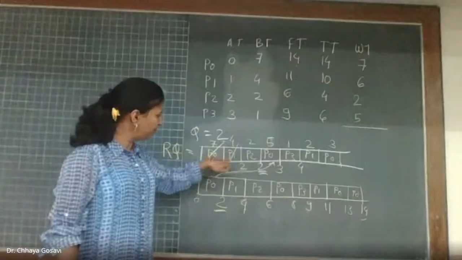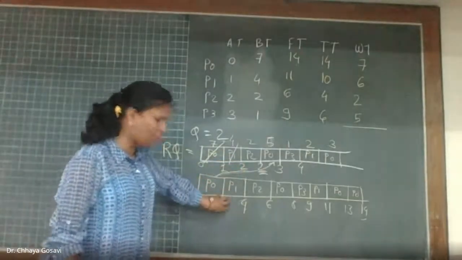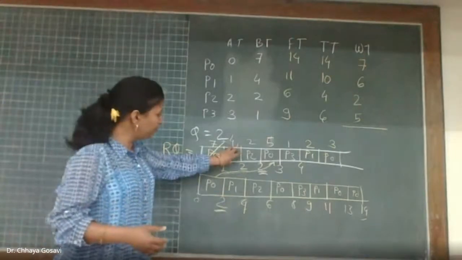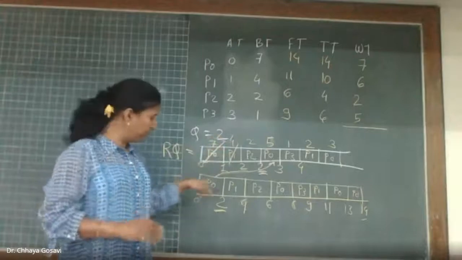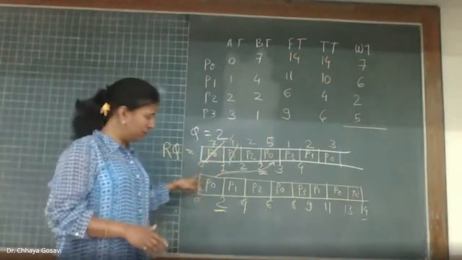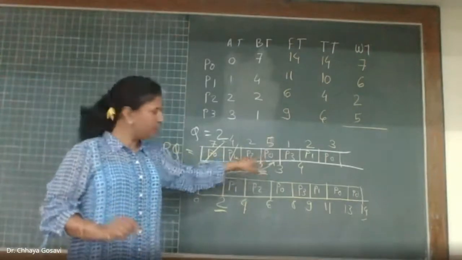So when P1 arrived, then P2 arrived at 2. P0 is executing. Till 2, what happened? P0, P1 and P2 arrived in the ready queue. Now at time quantum 2, P0 has to be preempted, right? So P0 will be preempted and added at the end of the ready queue. This is a very important step.